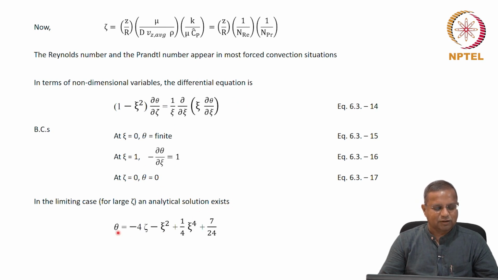So, the analytical solution turns out to be theta equals 4 psi minus xi squared plus 1 by 4 xi power 4 plus 7 by 24. So, you have theta as a function of psi, and of course, it is going to depend on r, or xi, r by R. However, our interest is in a particular r, what is going to be the variation, or you could calculate an average temperature and so on. So, this is one of the ways of getting a solution for our particular situation.